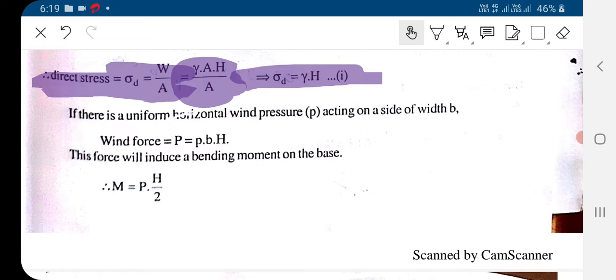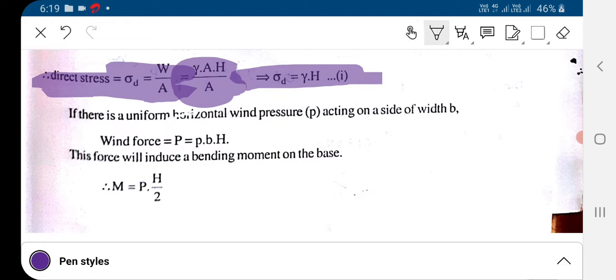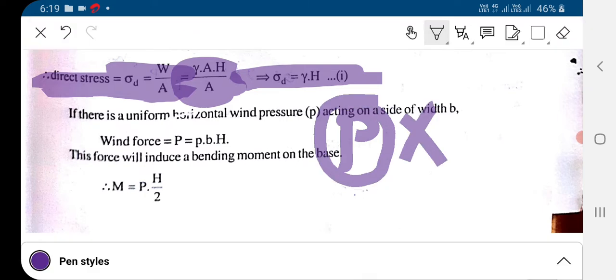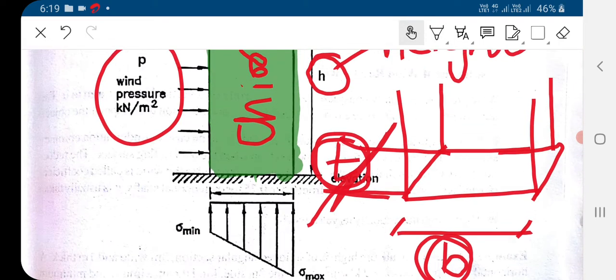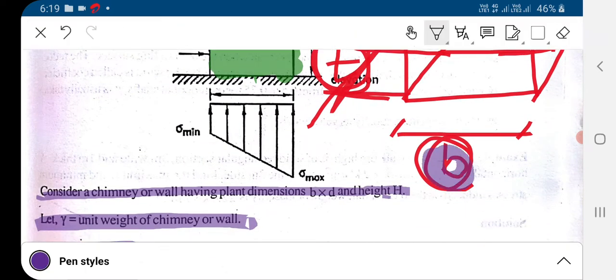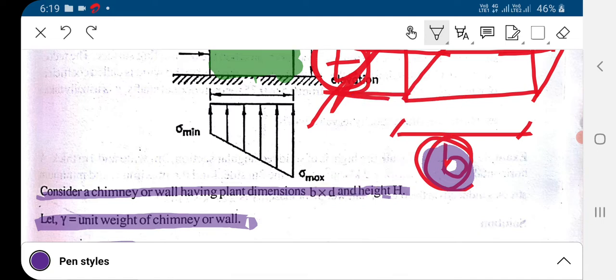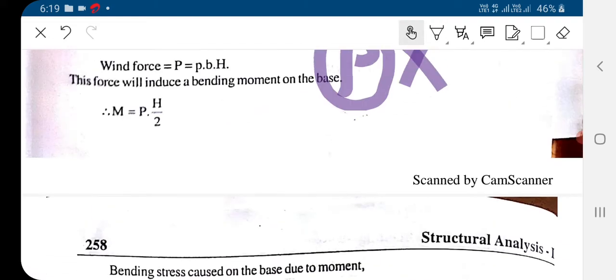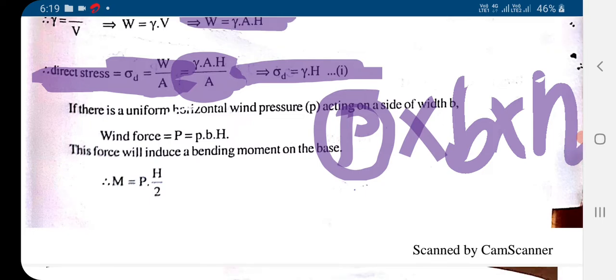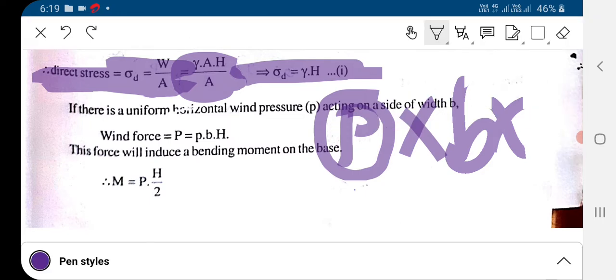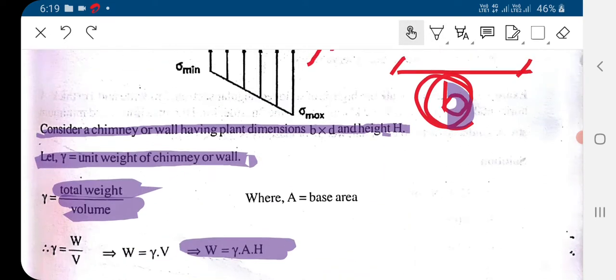So the wind force that is acting will be equal to what? The pressure will be p, multiplied with the area, that will give us a load. Here we are considering that the wind is acting from this direction, and this side is B. So the area over which this wind pressure is acting has width B and height H. So it will be B into H. So intensity is p and the area is B into H. Likewise we can easily get the wind force P, that will be equal to small p into B into H.